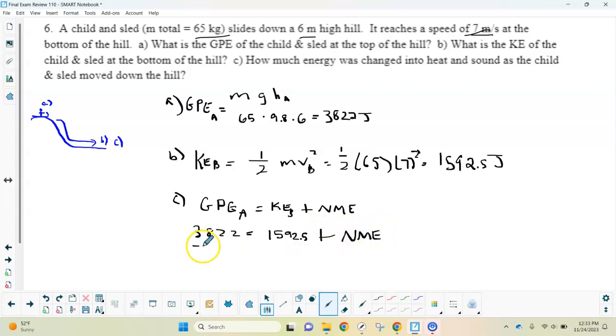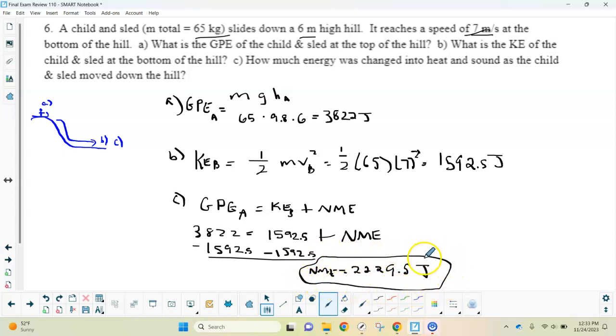So you're going to subtract the 1,592.5 from both sides. And you'll get the non-mechanical energy here. And that's equal to 2,229.5 joules. So that's how much heat and sound energy was present in order to make that sled slow down. So that was only going 7 meters per second at the bottom.